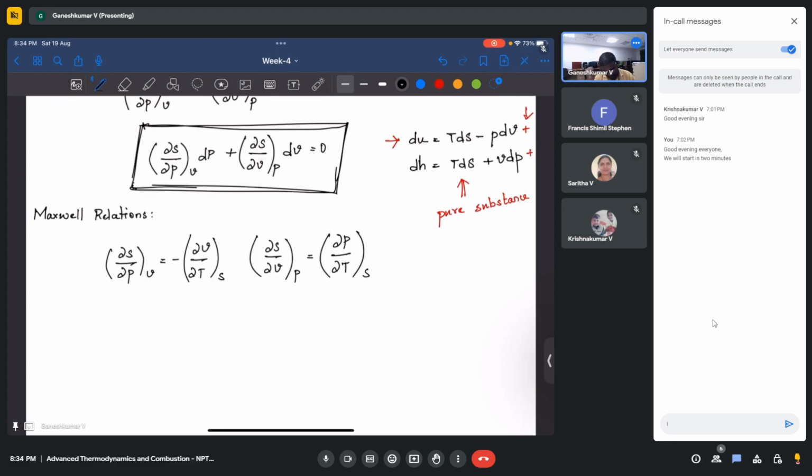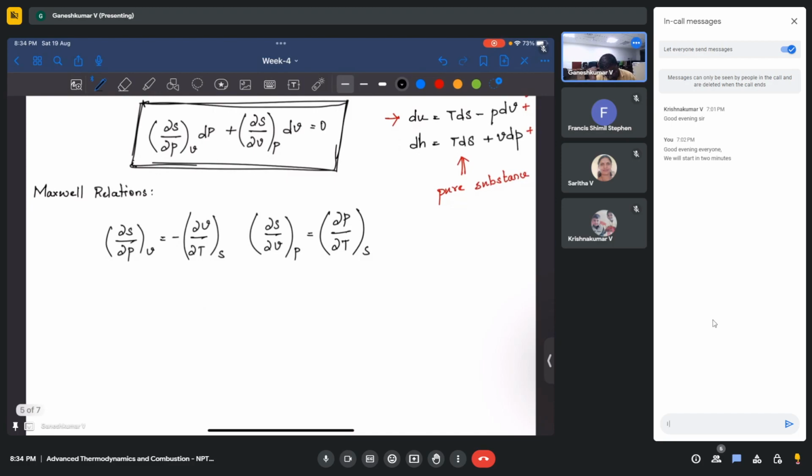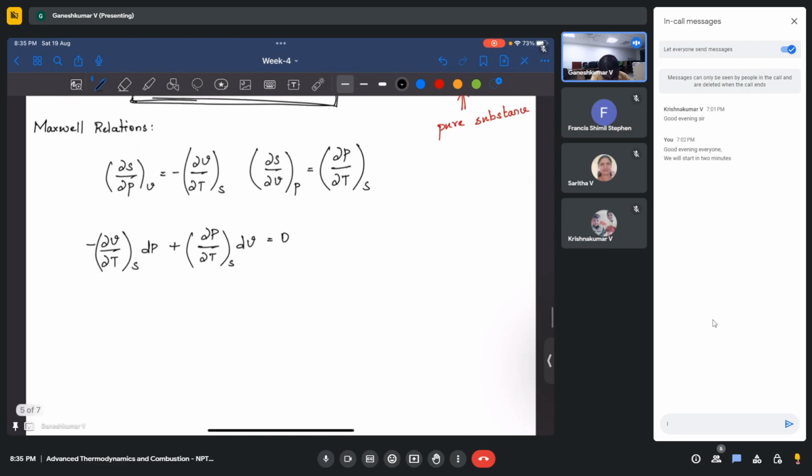Okay, let's say if we substitute it here, what happens? Minus dou v by dou t at constant s dp plus dou p by dou t at constant s dv is equal to 0. See, these are at constant entropy only, so we can actually drop this part. Anyway, so let's say we will rearrange this.